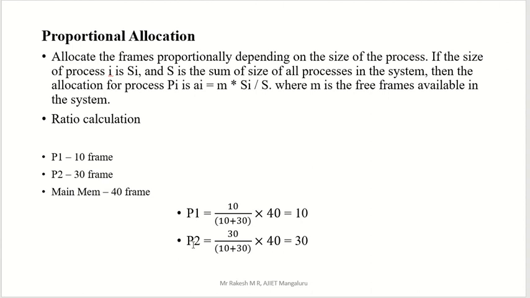Like this, we will go for P2. P2 demand is 30, divided by P1 demand 10 plus P2 demand 30, into the total number of frames in main memory, 40. This 40 cancels with this, so the answer is 30. So P2 will get 30 frames from the main memory. So whatever the demand, they will get that. By using proportional allocation, whatever the demand is, there is a chance they may get that, not 100%, but they may get all the frames for that particular process. Okay, this is the proportional allocation. It is actually a best method.